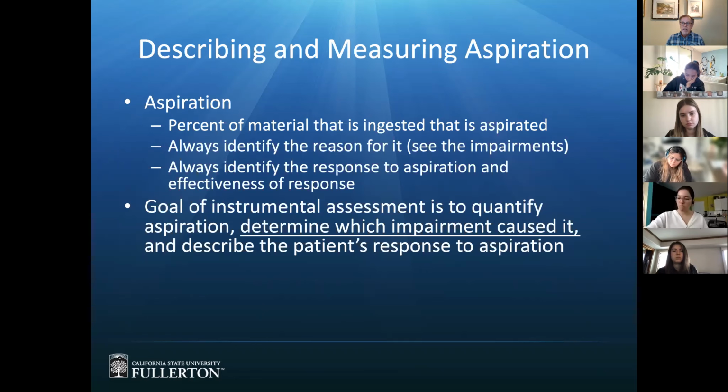When you see it occur, you always figure out what impairment caused it, because that's going to set up your treatment plan. You link the impairment with the treatment plan, whether it's a compensatory treatment plan or a rehabilitative treatment plan. The other thing we always do, other than quantify it and identify the reason, is identify the patient's response to it. A functional response would be coughing it out, but many neurologic patients don't have that. So the goal of the instrumental assessment is to quantify it, determine the impairment that caused it, and describe the patient's response.